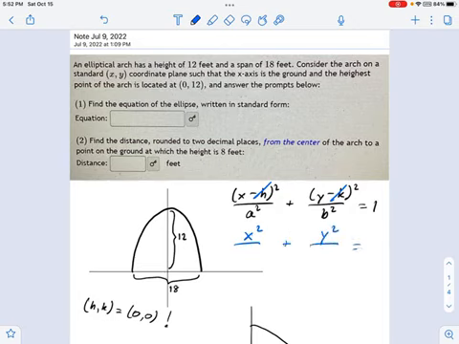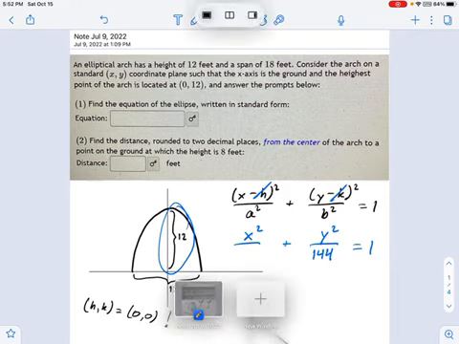Now we have to figure out the denominators. Okay, that's not too hard. For one thing, they give you the semi-major axis. Oh, is it semi-major? Yeah, in this case, they give you the semi-major axis. This is going to be 12 right there. So what's 12 squared? Well, that's 144. And they give you enough that you can figure out the semi-minor axis.